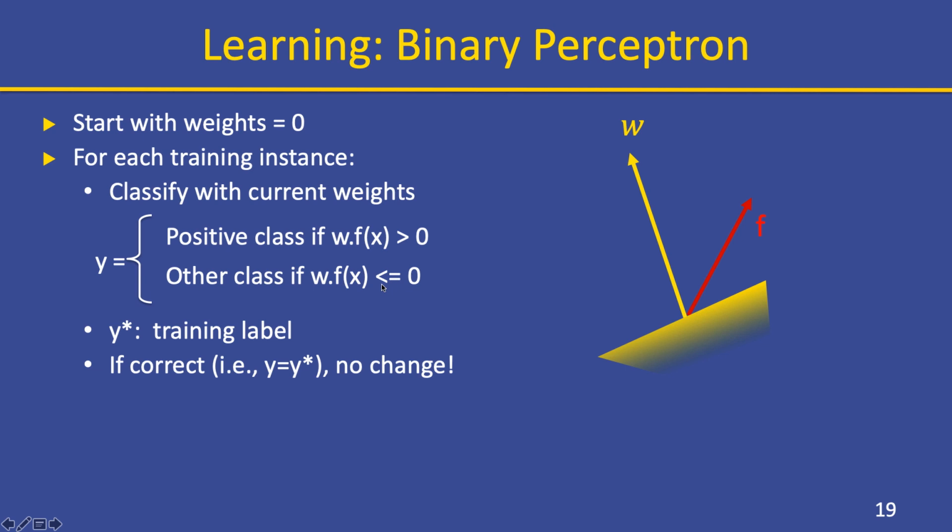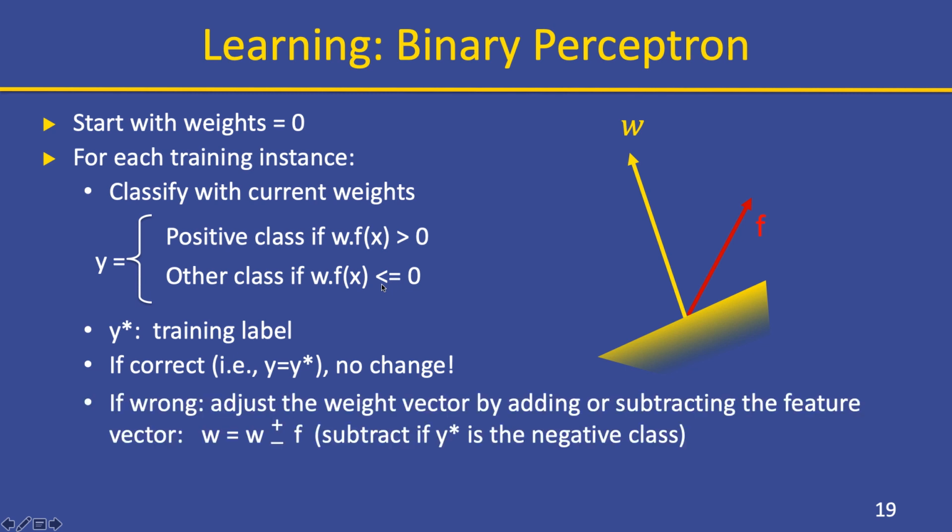If our prediction is correct, there's no change needed. We do our happy dance and move on. If our prediction is wrong, we need to adjust the weight vector. We do that by adding or subtracting the feature vector from the weight vector. So let's take a look at this feature vector.